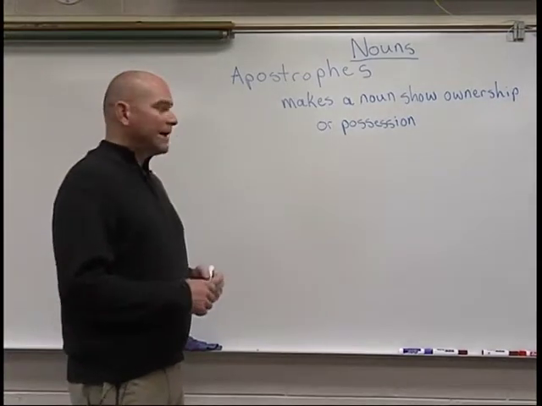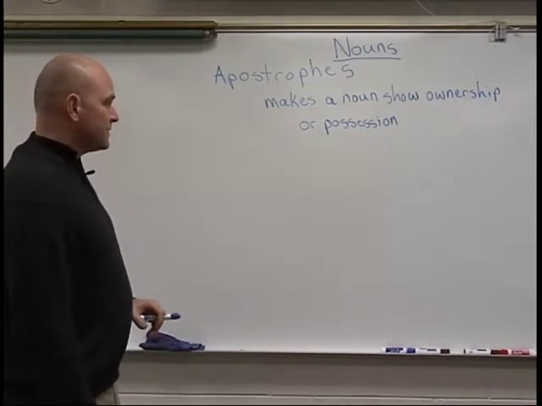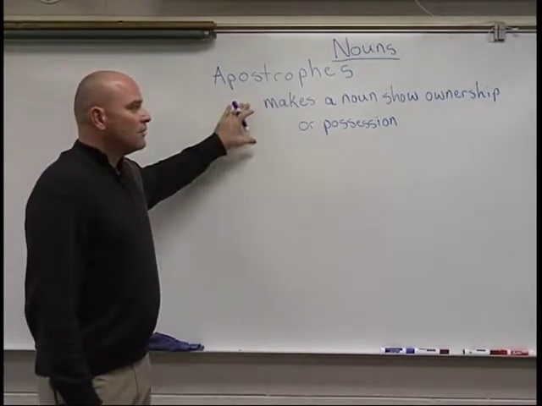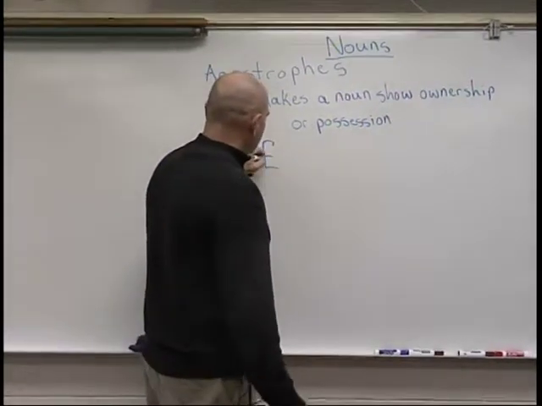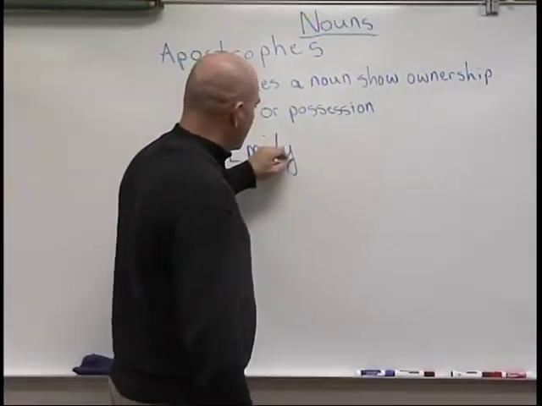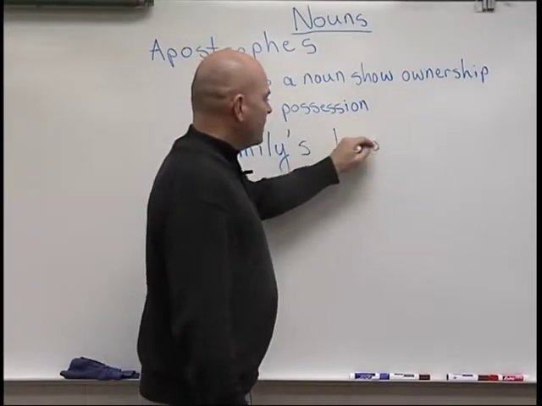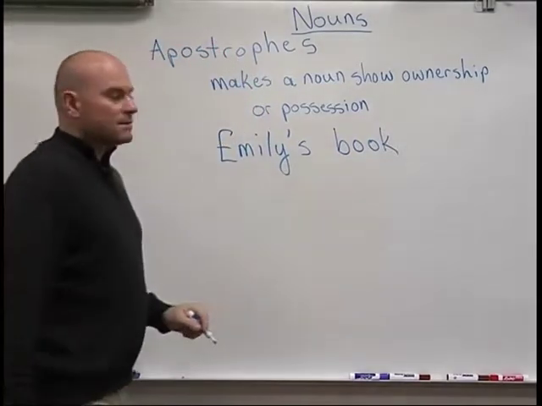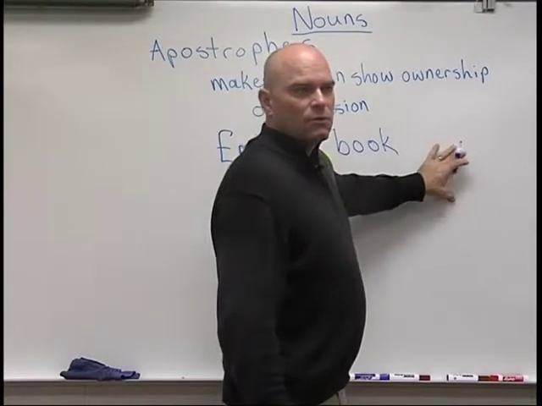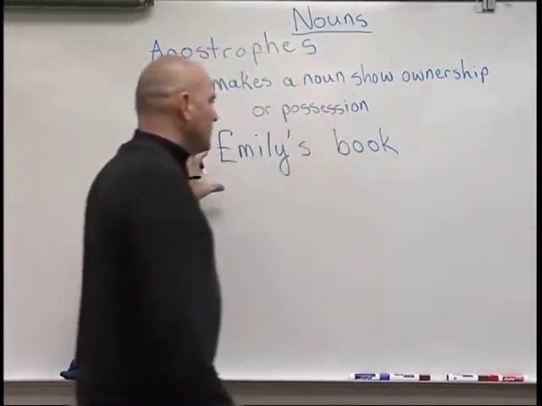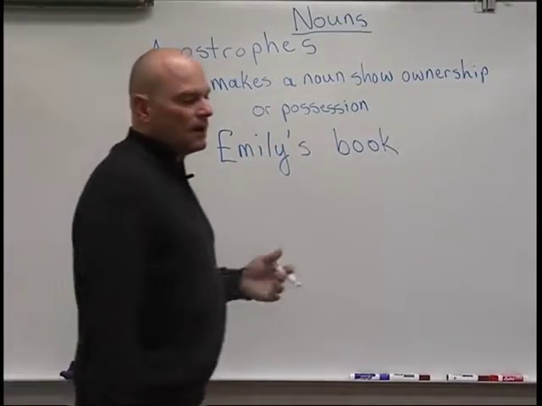Today we're going to talk about apostrophe usage, specifically to start off with nouns using apostrophes. Apostrophes make a noun show ownership or possession. For example, if I'm talking about Emily's book, all I need to do is add an apostrophe S showing that. Whose book is it? It's Emily's. So one way of asking it is you could simply just ask, whose is this? And that'll make you remember that, well, it's hers, so we're going to use the apostrophe S.